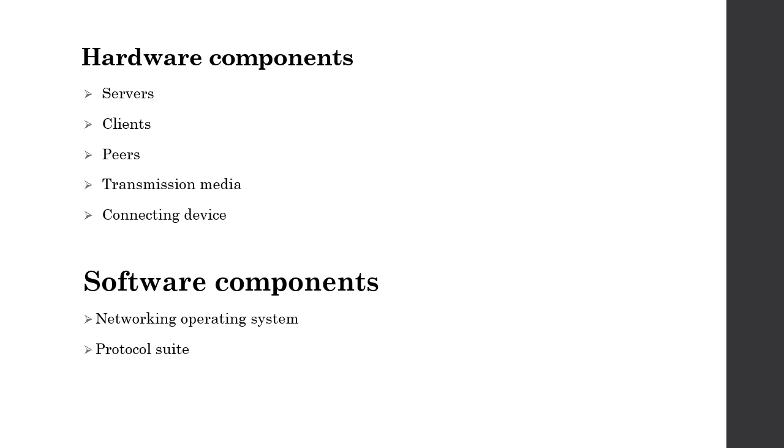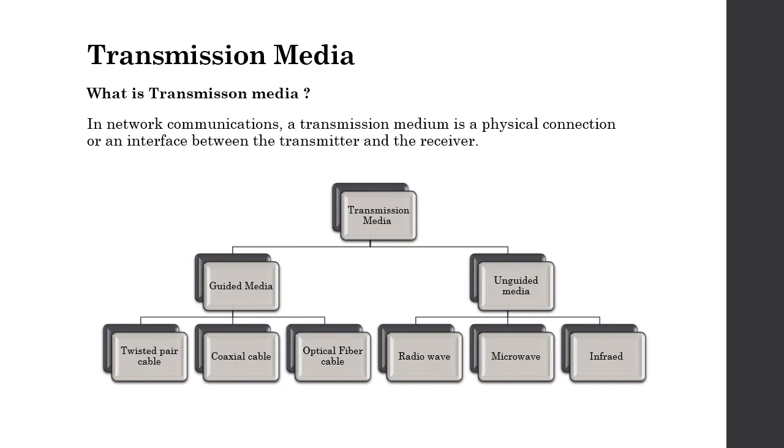Now we will move on to the next topic, transmission media. What is transmission media? It is a communication channel that is used to carry data from the transmitter to the receiver through electronic signals. Here are some types of transmission media. In this picture you can clearly see the parts of transmission media.